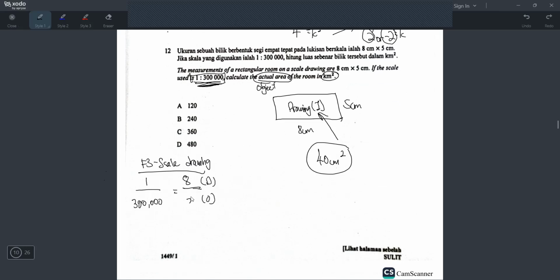And since I don't know the object, I'll just write x here, right? So what you do is you will cross multiply, you will get x equals 8 times 3, which is 24, and then 0, 0, 0, 0, 0. Okay, what is the unit here? The unit here will be cm, because 8 is in cm, right?